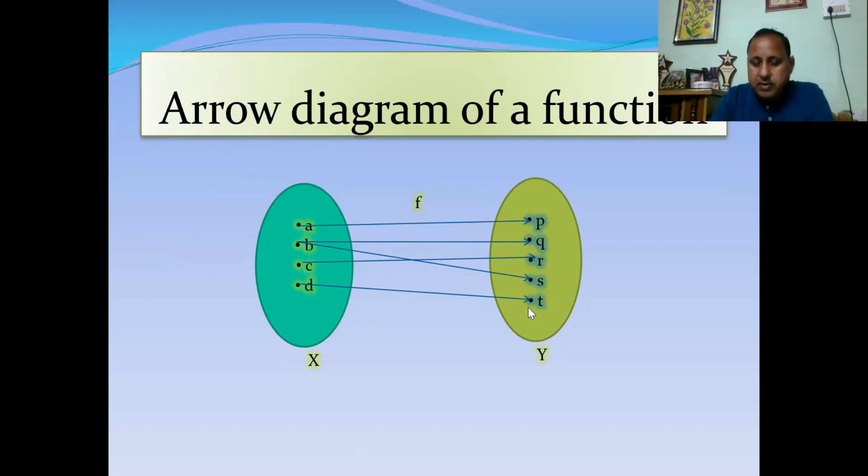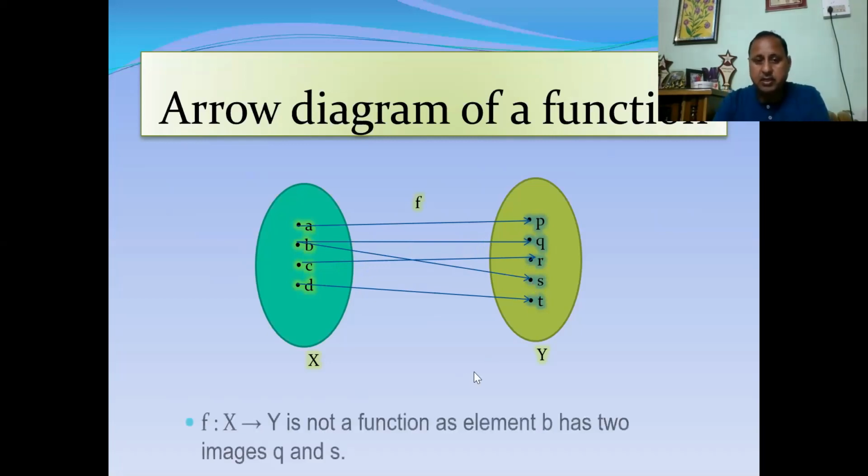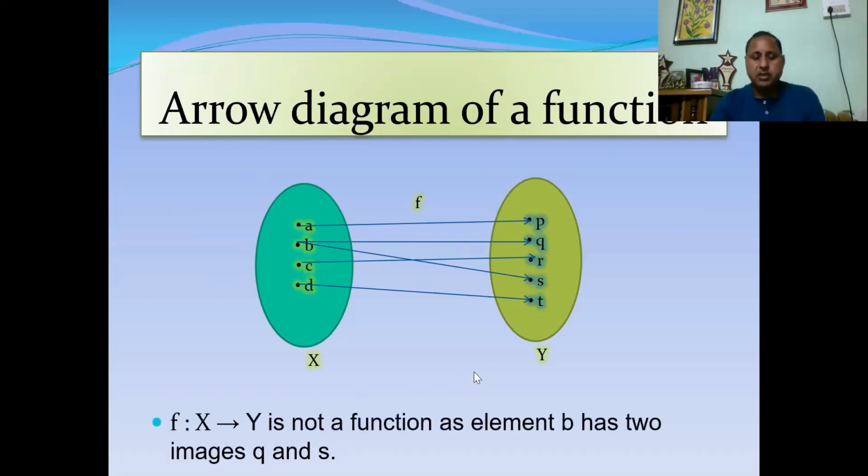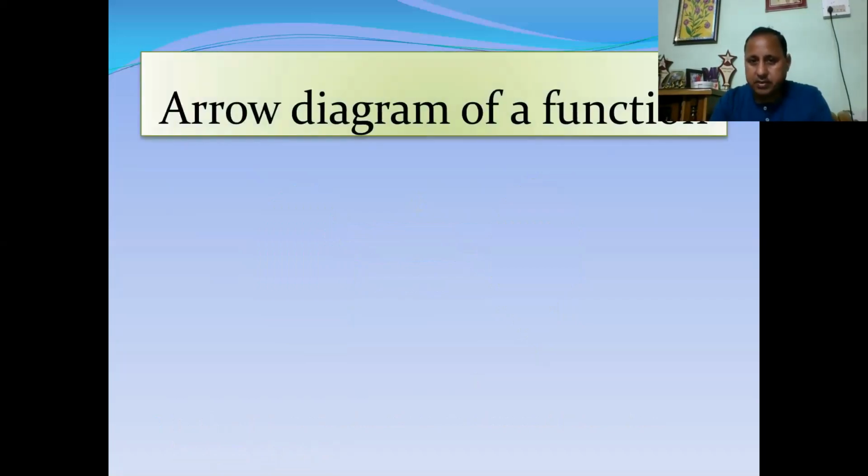Now see, observe, each is associated, but is each associated with a unique element? Can you say this? Yes, tell me. Observe that. What happened? B is associated with Q as well as S. It means B has two images. If B has two images, Q and S, therefore this one is not a function.